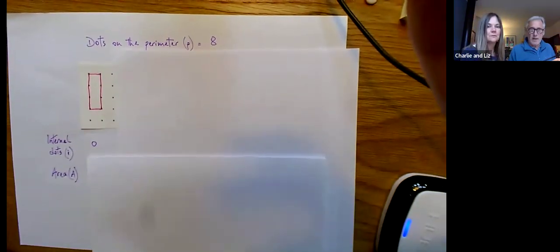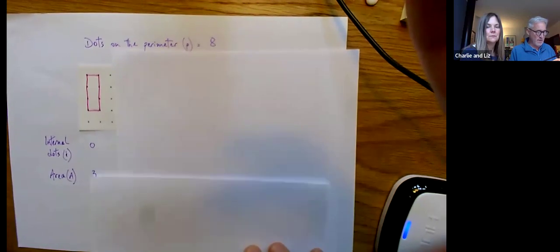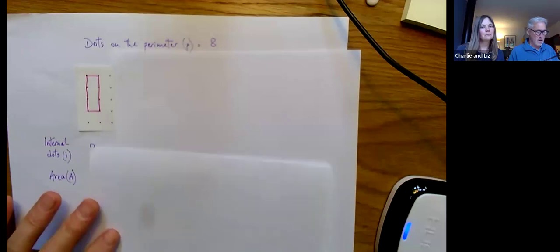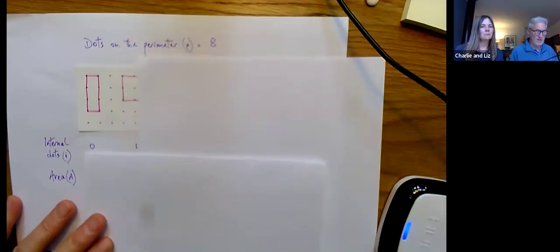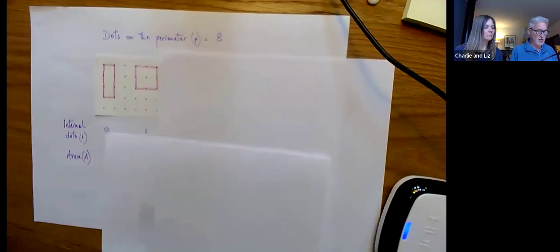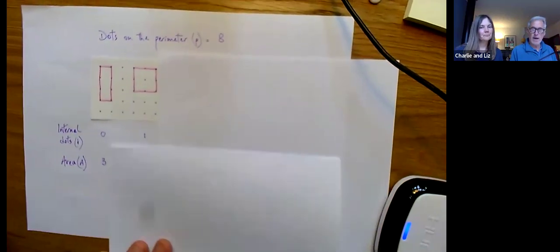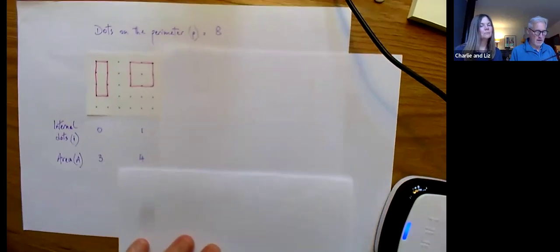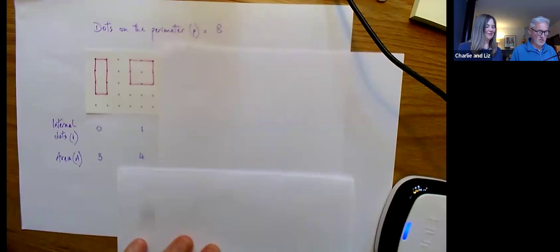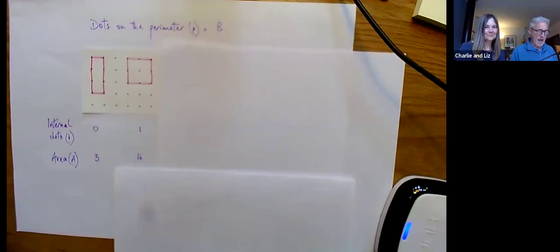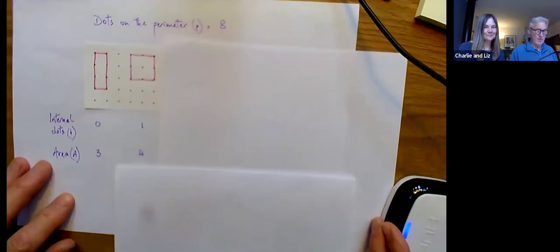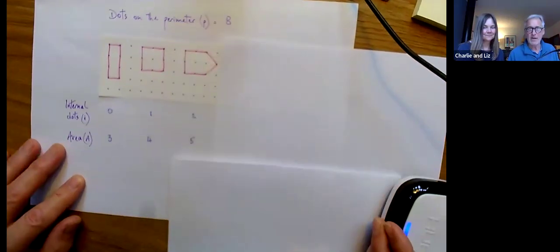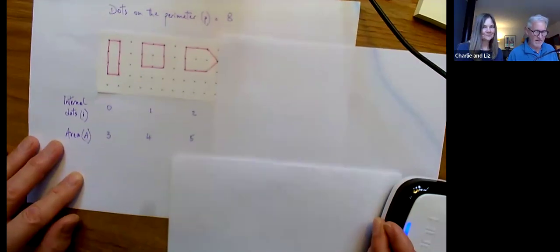So when there are no internal dots, the area is 3. So I then thought, well, can I draw a shape where there's just 1 internal dot? And I drew a 2x2 square, and the area was 4. I then drew a shape with 2 internal dots, and the area was 5. And 3 internal dots, and the area was 6.